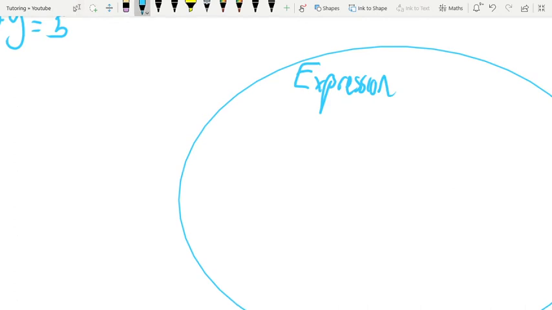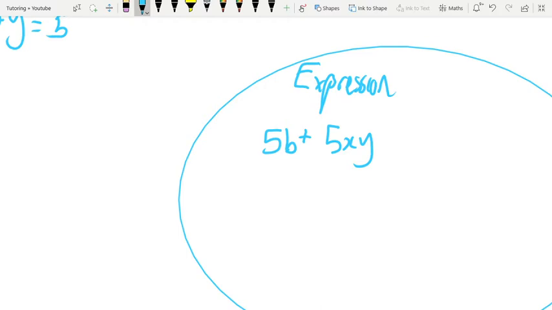So we know what terms are. 5b is a term, and 5xy is a term. So an expression is a collection of terms. We can say 5b plus 5xy is an expression. And it's important that expressions do not have a value. If I said 5b plus 5xy equals 7, then this expression has a value, therefore it's no longer an expression. So they don't have any equal signs. If you see an equal sign, it is not an expression.